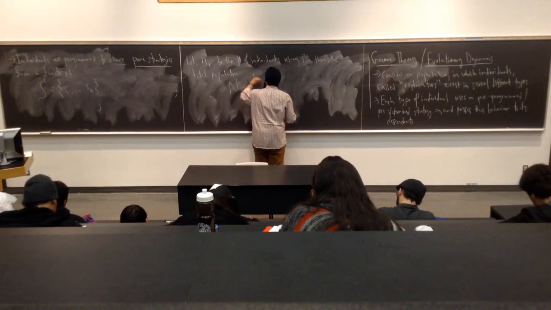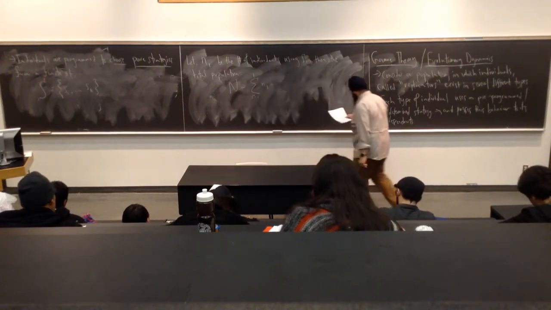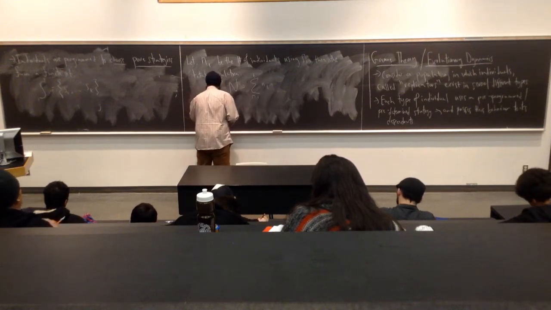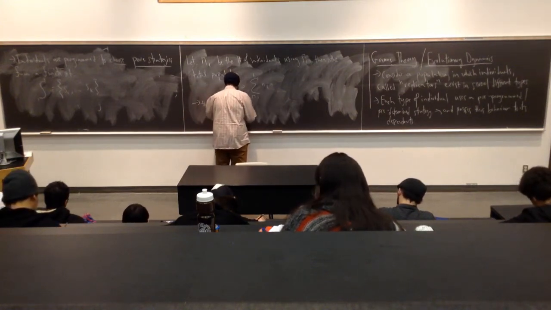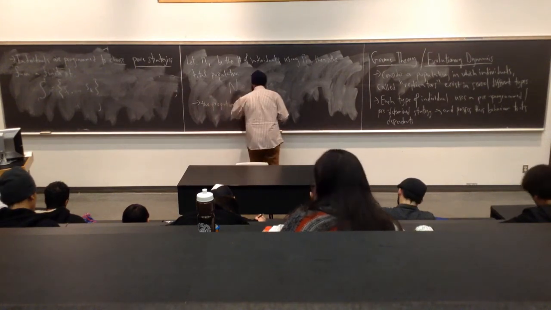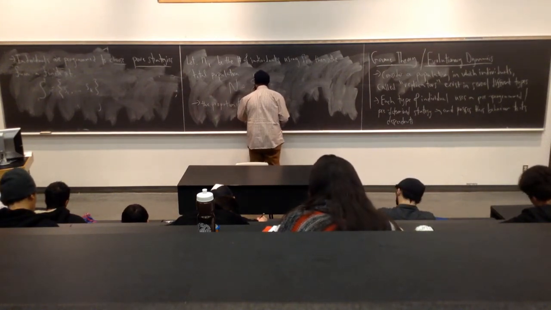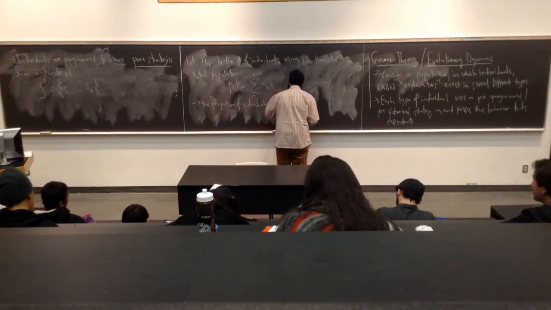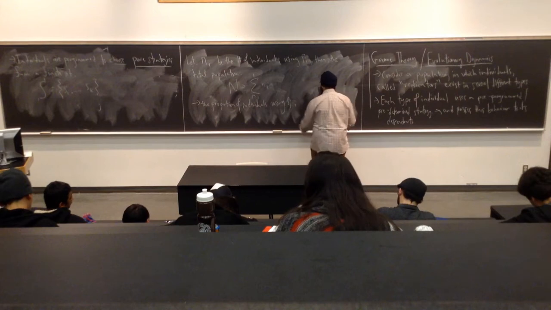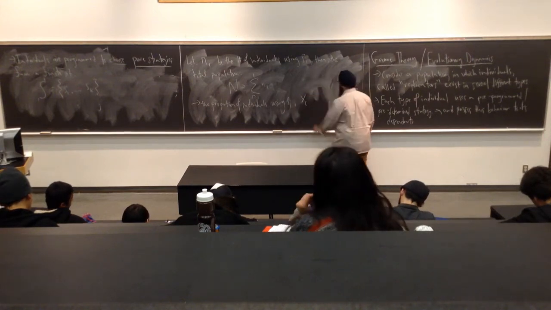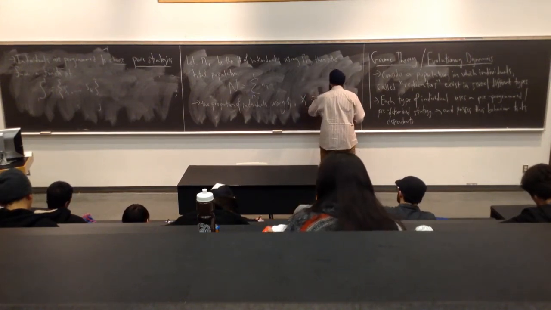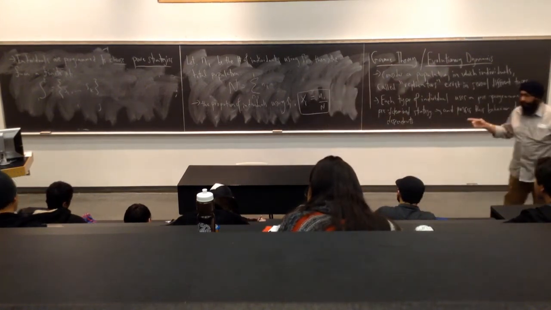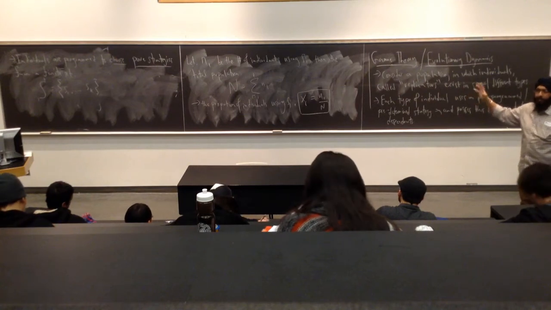Furthermore, the proportion of individuals using strategy S sub i, we will denote by x sub i, equal to n sub i over N. So you can see x sub i is always going to be a percentage, between 0 and 1.